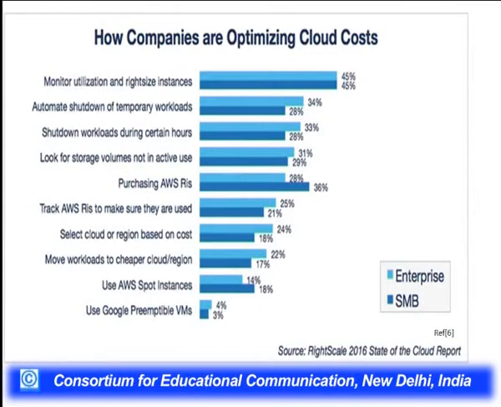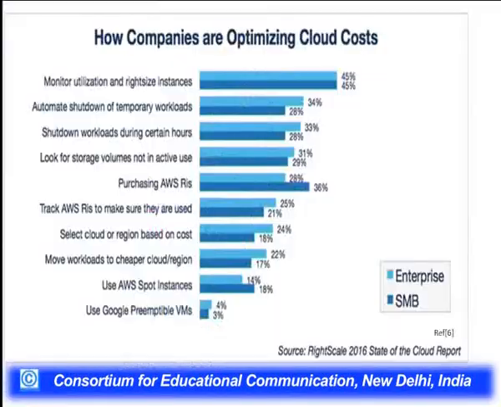How are companies optimizing cloud costs? Since we talked about cloud computing offering a better approach, but in cloud, every single second of resource you are using adds up to the cost. So how are you going to minimize that? By monitoring how your resources are being utilized. This saves around 45% of the cost for both large enterprises as well as smaller businesses.